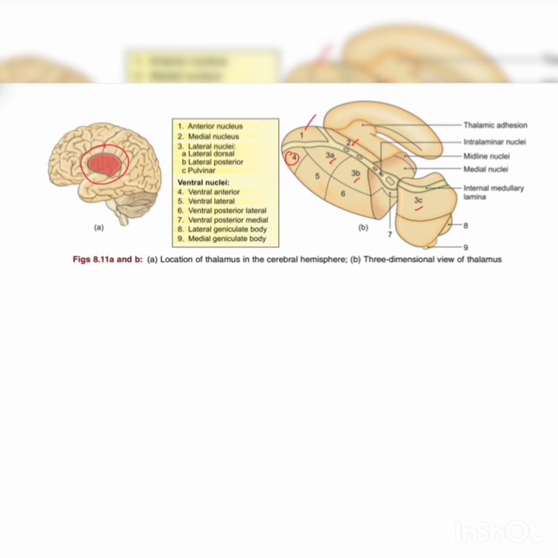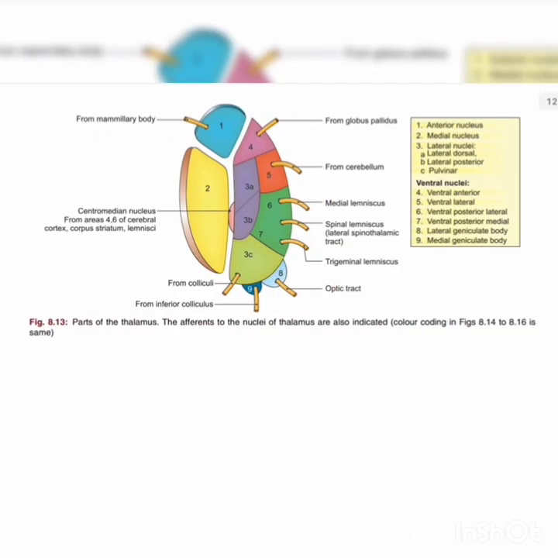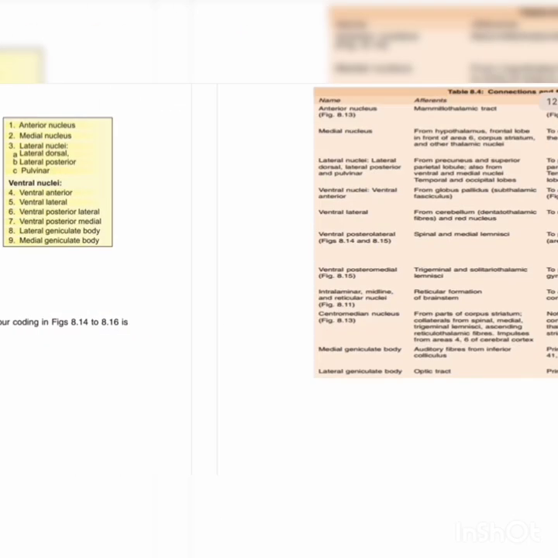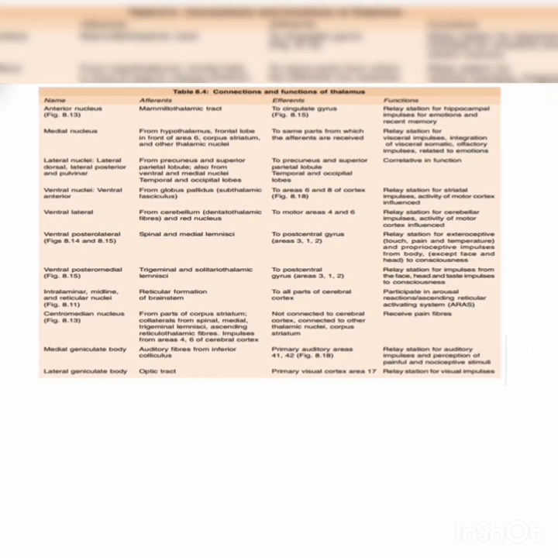Fifth one is ventral lateral nuclei. Sixth one is ventral posterolateral nuclei, VPL. 7 is ventral posteromedial nuclei, VPM. 8 and 9 are lateral and medial geniculate bodies. Again the same portions. Now coming to the various nuclei inside thalamus.